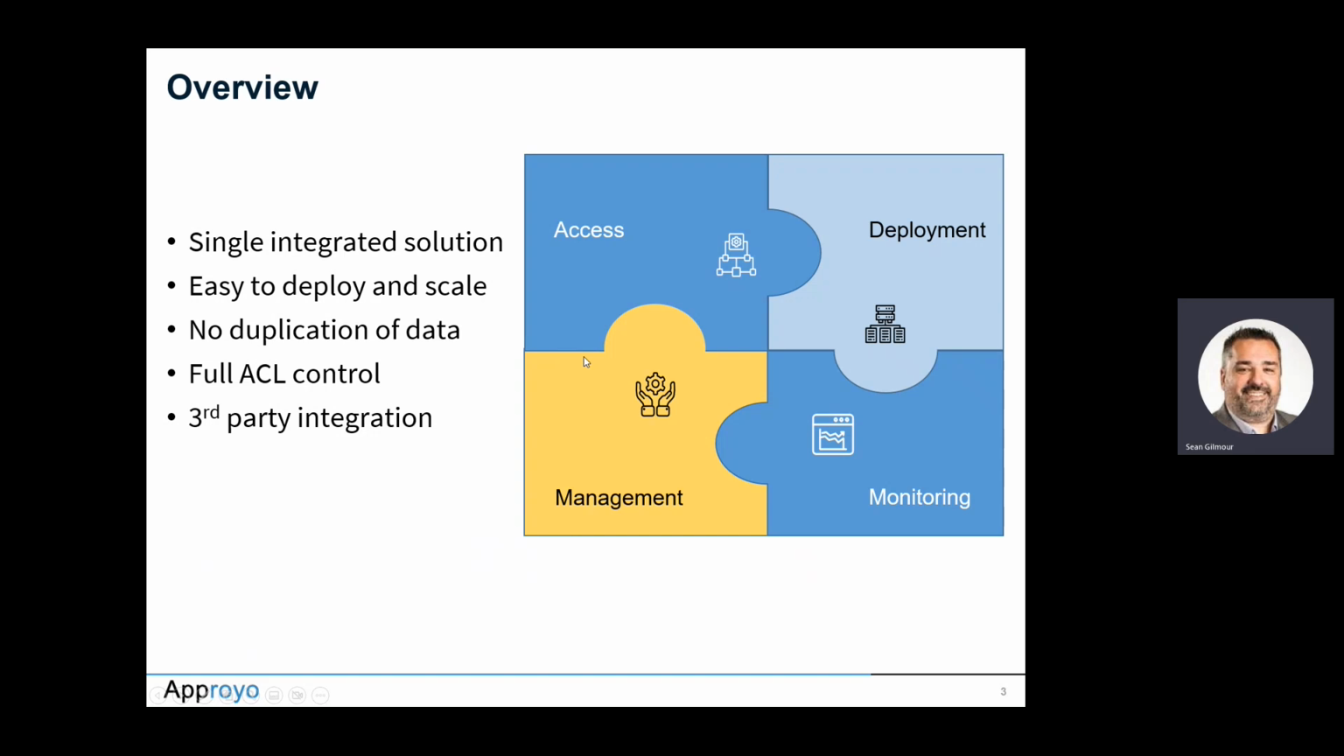Overwatch is a framework of four specific products, each allowing different methodologies with the one understanding that it leverages a single backend to reduce redundancy and data overhead. Those include access, deployment, management, and monitoring. All of this is available with a single solution, which is very easy to deploy, scale, reduces data duplication, has full access control listing, and includes third-party integration to things like ServiceNow and other tools.